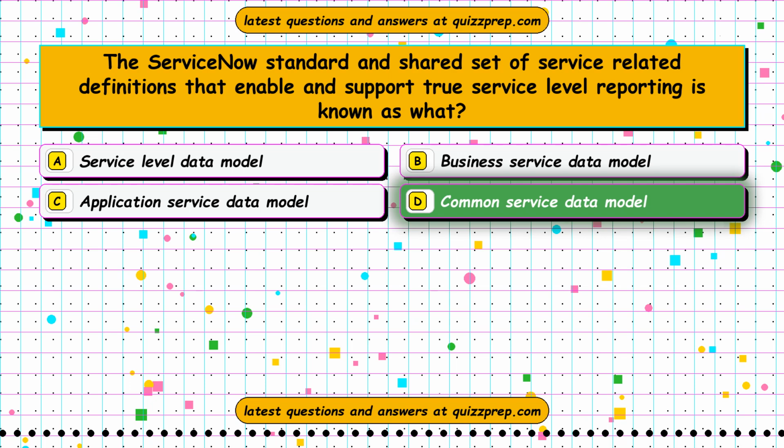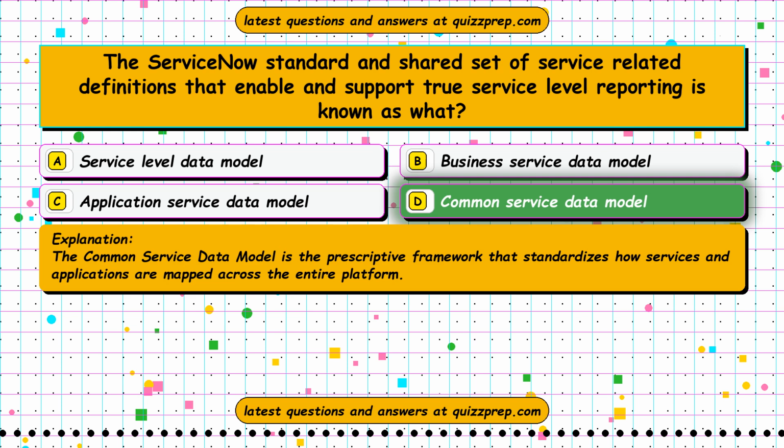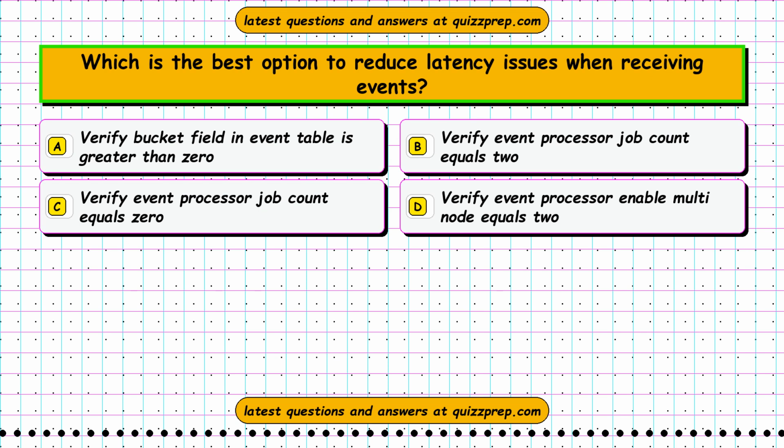The correct answer is Option D. Common service data model. The Common Service Data Model is the prescriptive framework that standardizes how services and applications are mapped across the entire platform. Question 73. Which is the best option to reduce latency issues when receiving events? Option A. Verify bucket field in event table is greater than 0. Option B. Verify event processor job count equals 2. Option C. Verify event processor job count equals 0. Option D. Verify event processor enable multi-node equals 2.